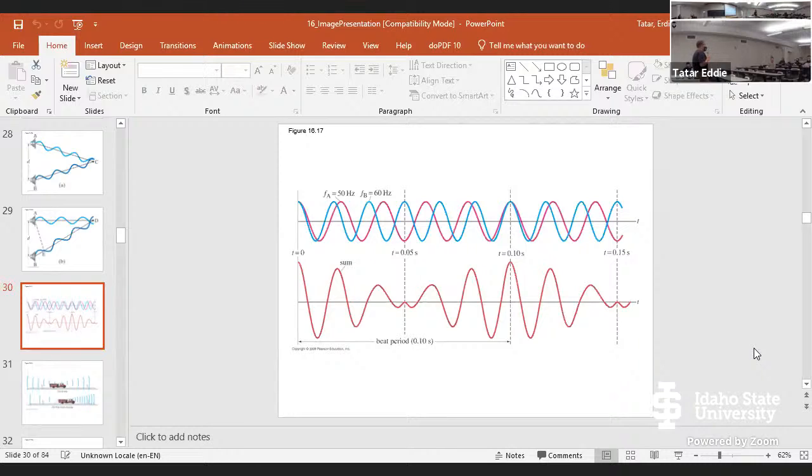So if you have, let's say, two sources of sound, they are very difficult, if they are complex systems, to make exactly perfectly identical. There are always going to be small differences between them.